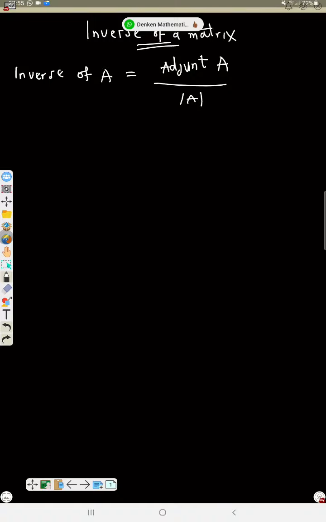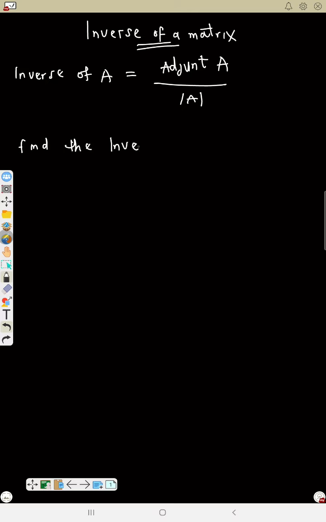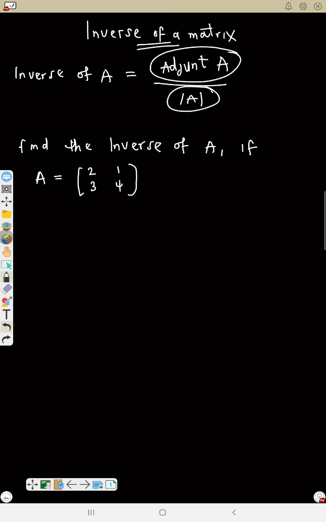Now let's say example. Find the inverse of A if A is 2, 3, 1, 4. Find the inverse of A if A is this. Now what do we say inverse is? Inverse is adjoint of A over determinants of A.